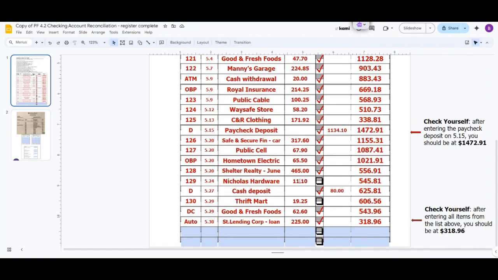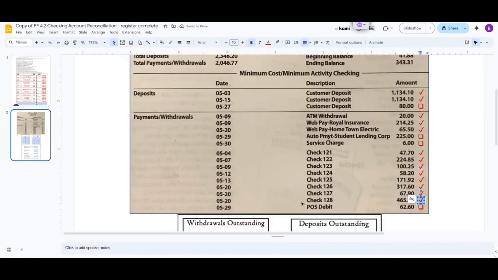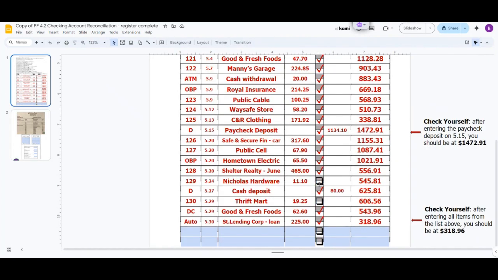Check 129 for Nicholas Hardware for 1110 is not on here. You can see the last check that they received and processed was check 128. So check 129 is not on that statement, so I'm not going to check that off. Okay, if you remember, that's what we call an outstanding transaction, meaning that it hasn't been processed, it's missing, it's not on this statement. All right, so we'll move on to the next one.